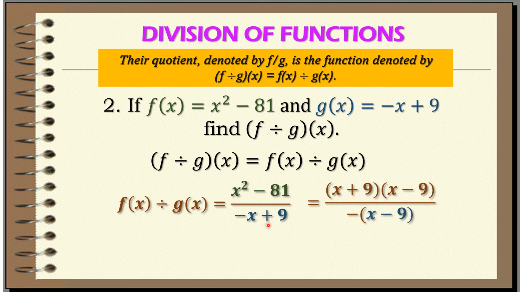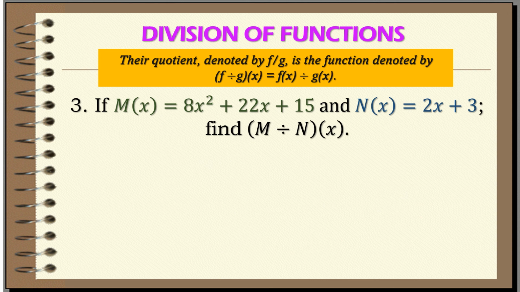So our denominator can be rewritten as negative times the quantity of x minus 9. So the quantity x minus 9 is just the same as the above binomial, which is x minus 9. So we can cancel them out. Okay? And then the remaining would be x plus 9 and the negative sign. And therefore, f of x divides g of x is equal to negative x minus 9. And how did that happen? Since we distribute the negative sign on each term here on the binomial. So we have here negative x and negative 9. So we have here negative x minus 9.